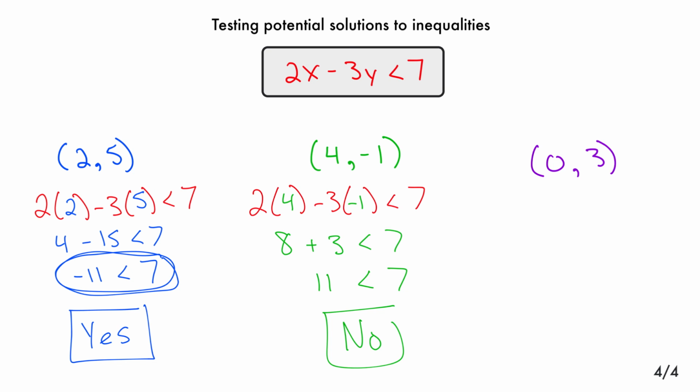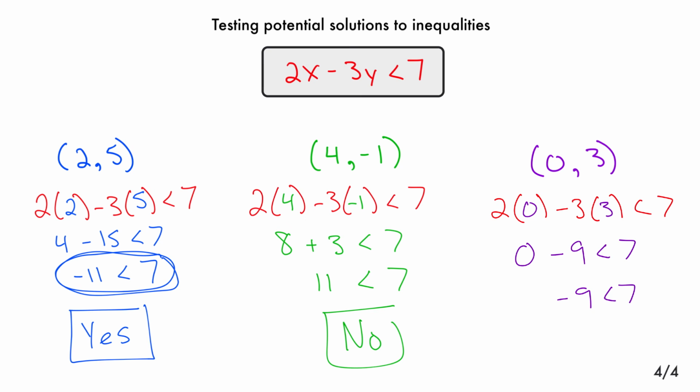And then my last one, just because I feel like doing all 3 problems, since I wrote them all up here, would be 2 times my x value, which is 0, minus 3 times my y value, which is 3, is less than 7. 2 times 0 is 0. Minus 9 is less than 7. Negative 9 less than 7. That is true. So my answer is yes.